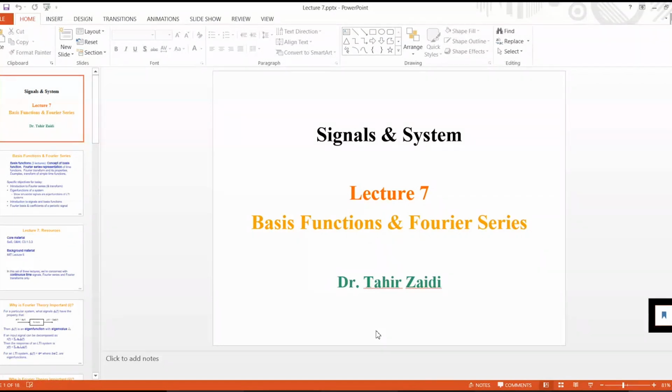If there are no questions, then let's just start today's topic. Today we'll be starting slide set number 7. We have finished up till slide set number 6. So let's just continue with this.